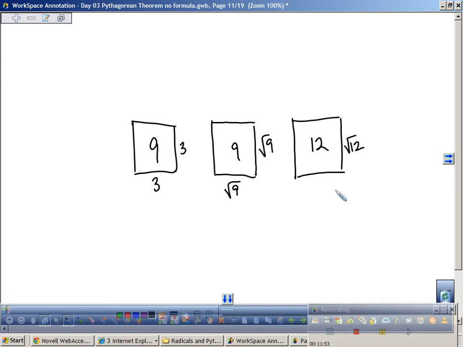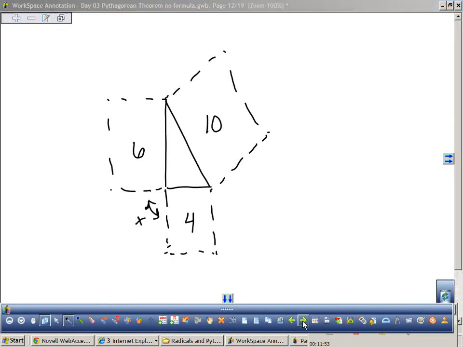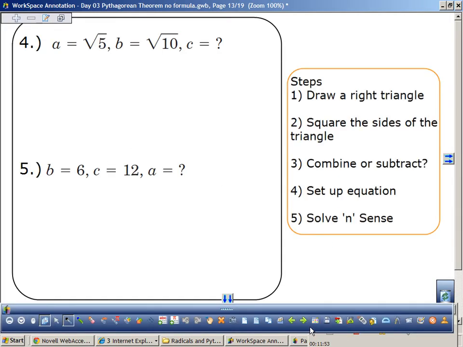Root 12. Okay. I think we're good. Try 4.